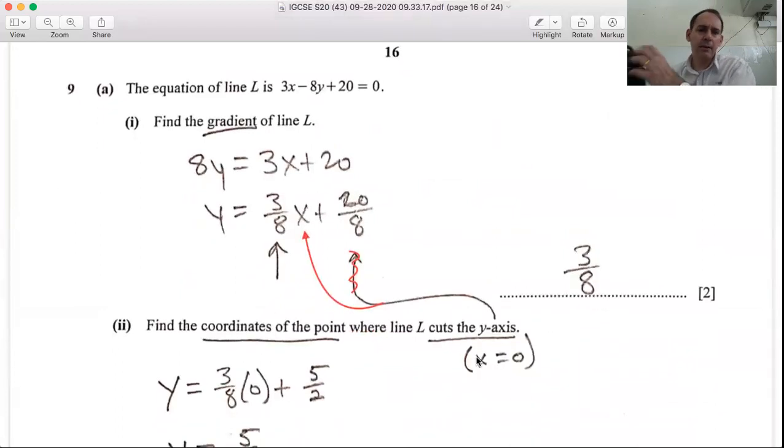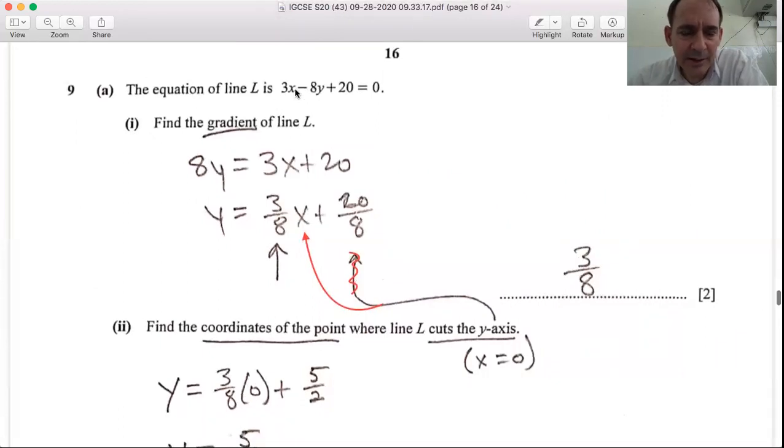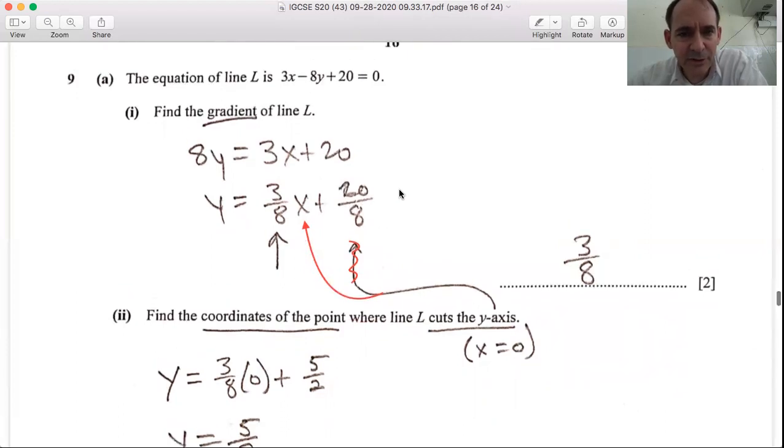Number 9, the equation of the line L is 3x minus 8y plus 20 equals 0. Find the gradient of the line. Well, we want to put this into y equals mx plus c format. So we move the 8y to the other side, divide by 8, so that gives us y equals 3/8x plus 20 over 8. And so the gradient, which is the slope, is 3/8.